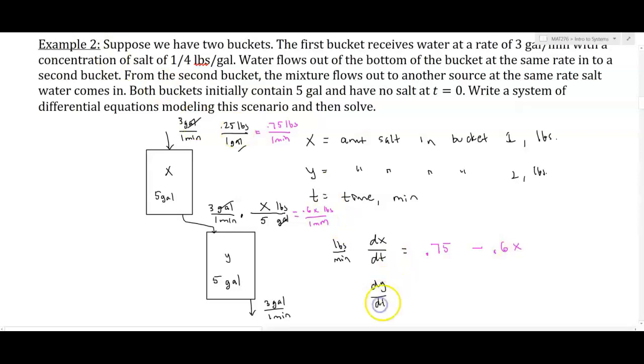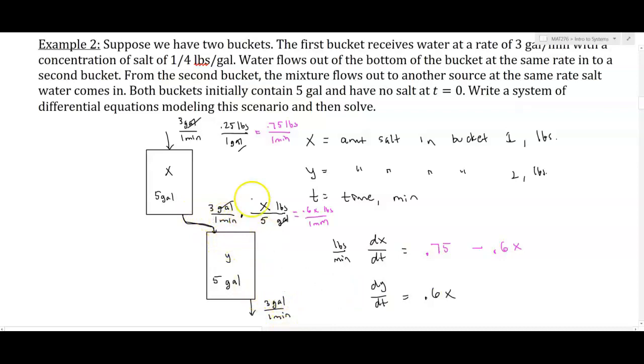But for dy/dt, what's coming in to the second bucket is actually exactly what is coming out of the first bucket. So this arrow here comes out of bucket 1 and enters bucket 2. So the inflow is the outflow of bucket 1, and that's going to be a positive 0.6x because 0.6x is coming in to the second bucket.